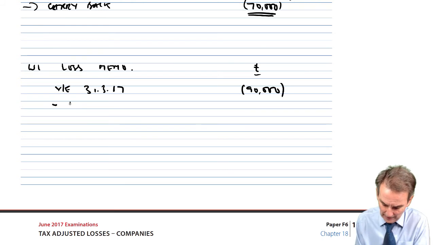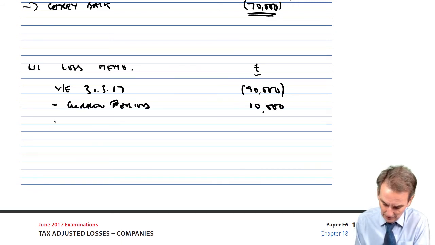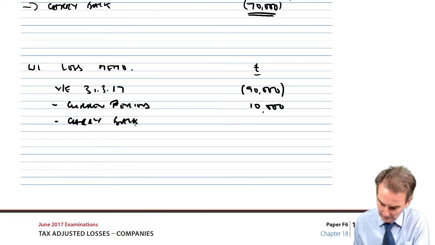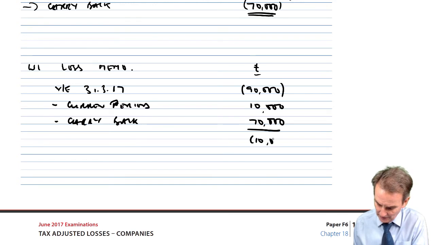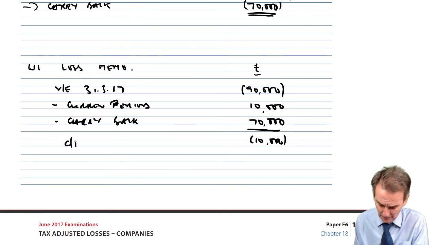We then keep a record of how it's used. We had our current period relief. That was 10,000. We then have our carryback relief. That was 70,000, meaning at that point we've used 80 out of 90. There is therefore £10,000 remaining. What is the only thing now that we could do with that 10,000? We've done the current period, we've done the carryback claim, so all that's left is the carry forward.